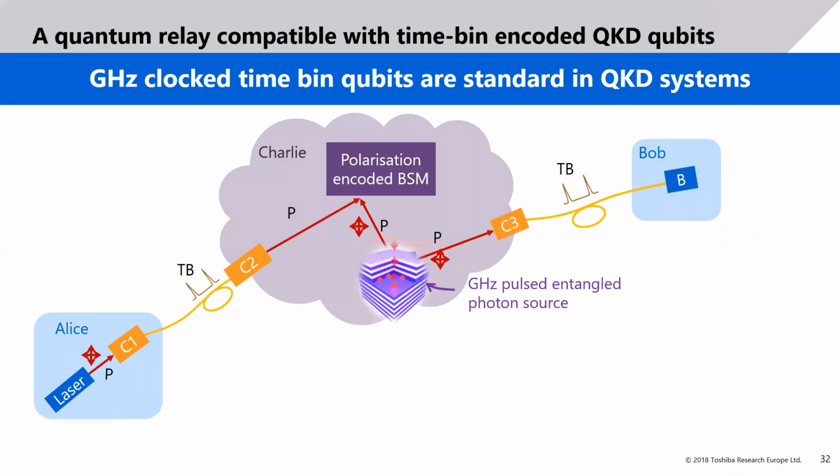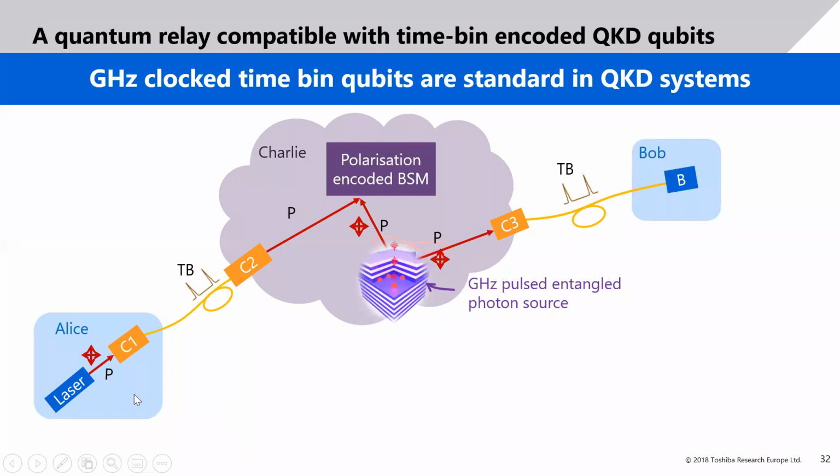The idea of how we do this measurement is that we have the exact same relay station that we had before, but now to make it compatible with time bin encoded qubits, we have conversion units that take the time bin input and convert it to polarization. And the same for the outgoing photon. So we have a polarization encoded bi-exciton photon, which is converted to time bin before being sent on to Bob.